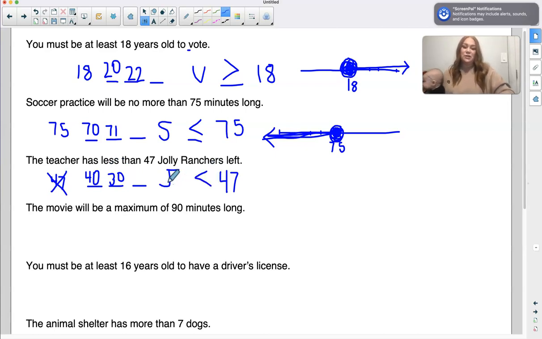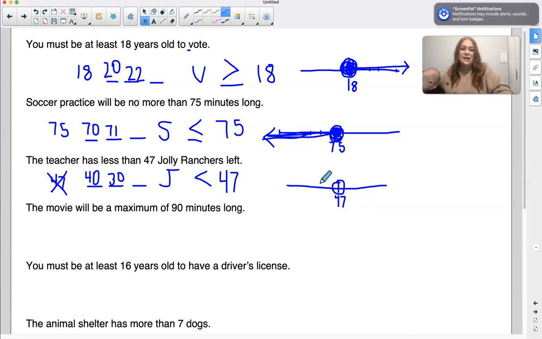So the Jolly Ranchers that the teacher has left is less than 47. Not equal, they have less than. So we're going to mark that line, and we're going to mark 47. So we're going to circle up 47. Oh, and hold on, I'm getting a little carried away. So I'm going to circle up 47, and I'm not going to fill it in this time because it's not equaling it. It doesn't equal it. You leave it open. It's not equal, leave it open.